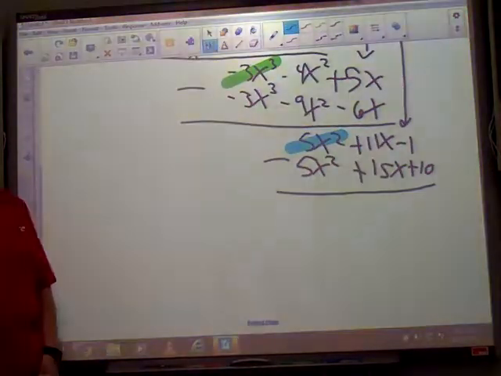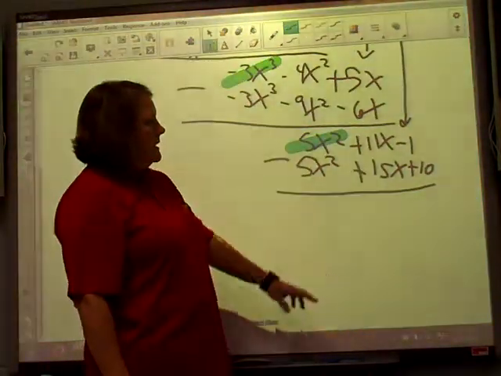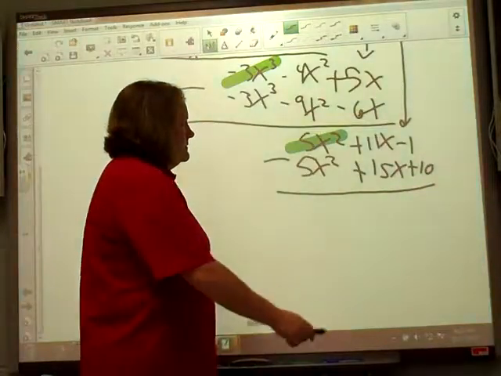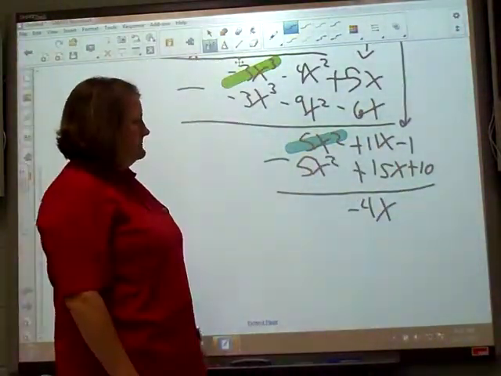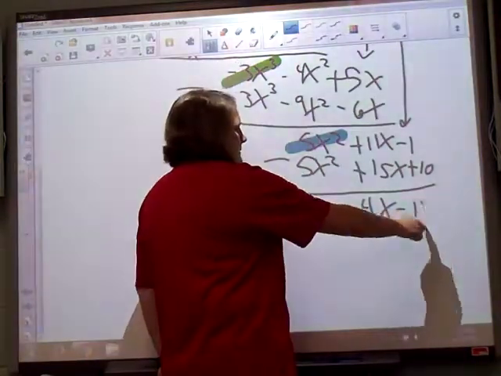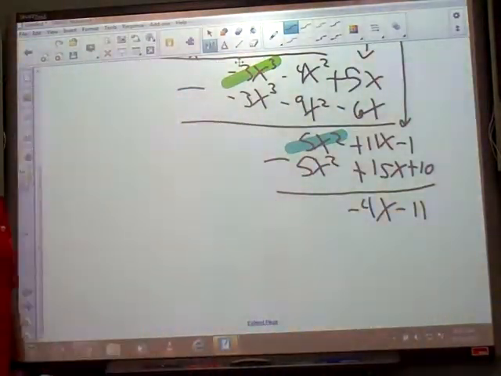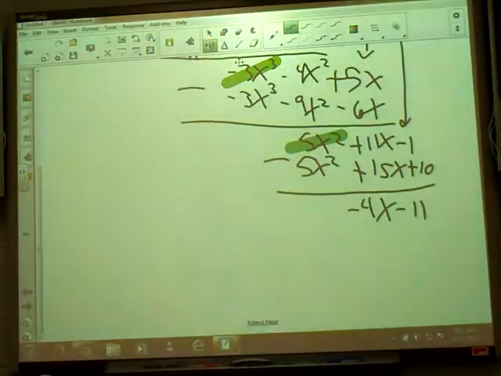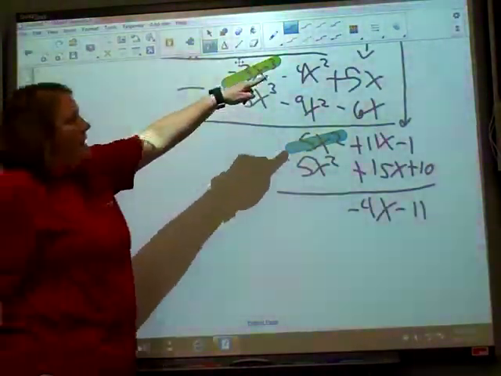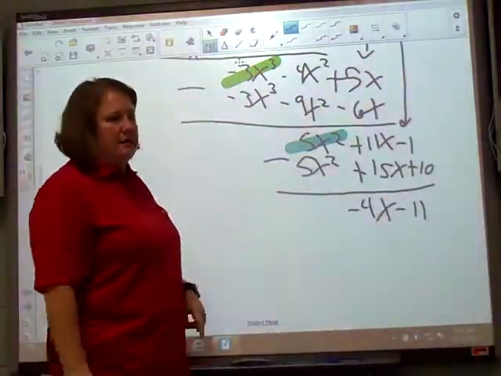Subtract. Nothing. 11 minus 15. Negative 1 minus 10. Alright, so we've got an answer because we're done. There's nothing else to bring down. That's how you know you're done. We'd already brought down the last term there, the negative 1. Now there's nothing left to bring down.